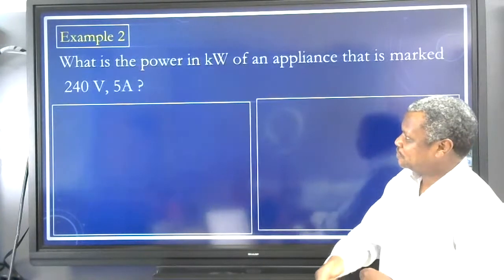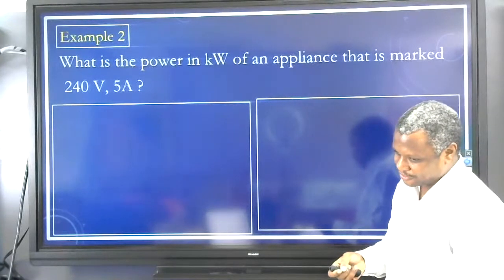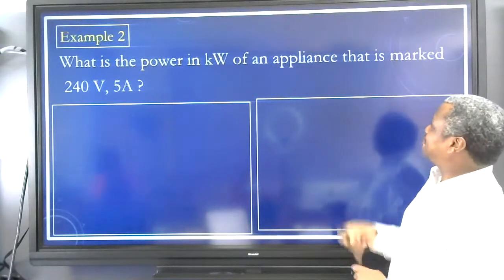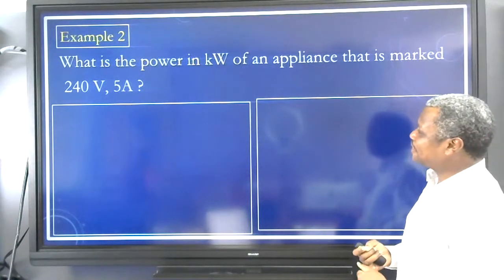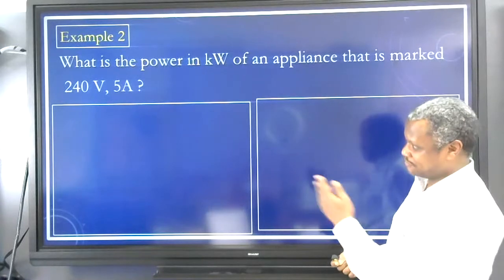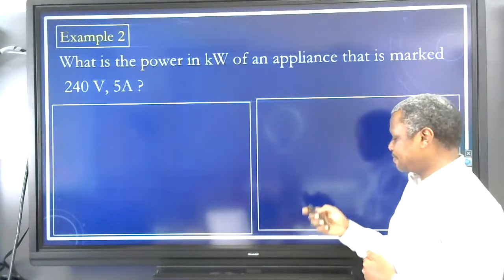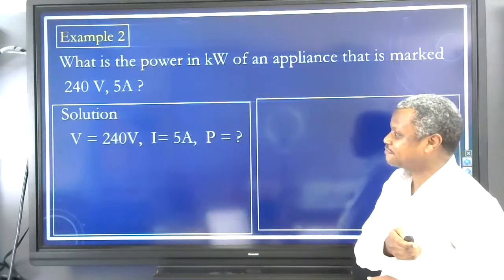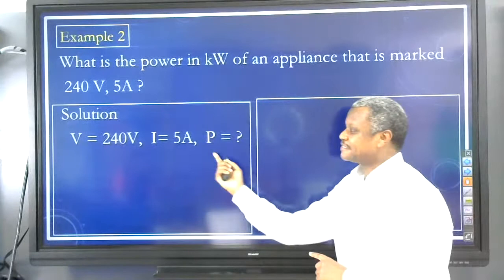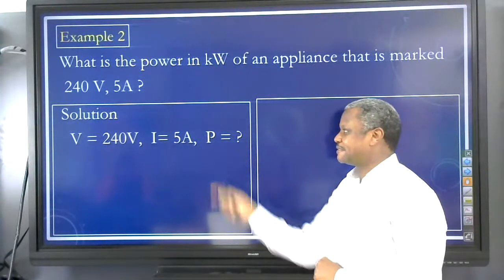Example number two. What is the power in kilowatt of an appliance that is marked 240 volts, 5 amperes? Again, we list what we know. The voltage is 240, the current is 5 amperes. What we don't know is the power.